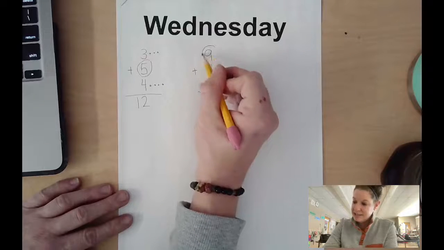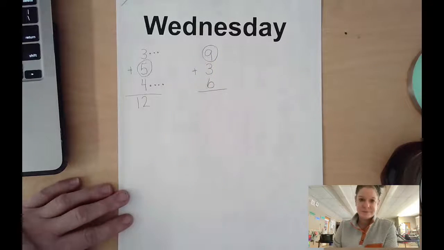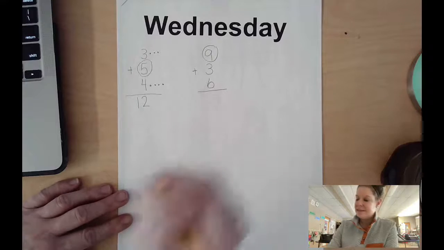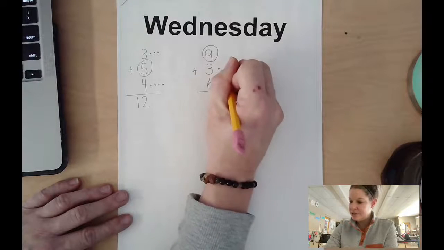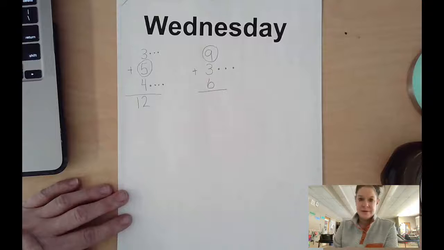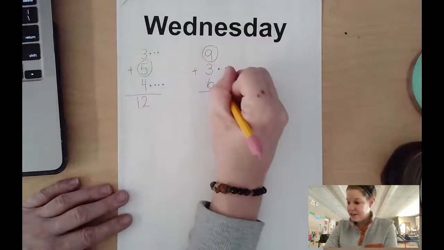Let's circle the greatest number, which is 9. And then let's put 3 dots for the 3 and 6 dots for the 6.